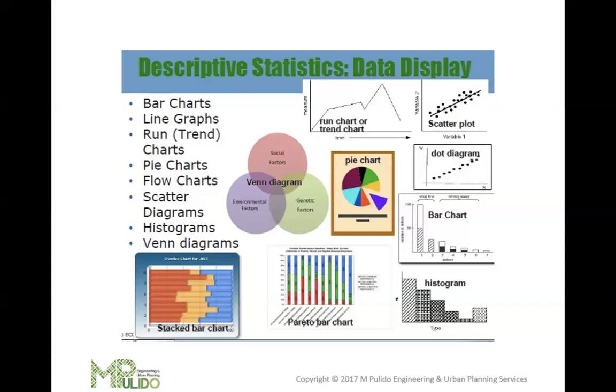So run chart, what does it mean? It's a trend chart. It is a specific type of line graph used to monitor changes in a process over time. Then the pie chart is very common. It represents data as slices of a circle, where each slice corresponds to a category's proportion of the whole.